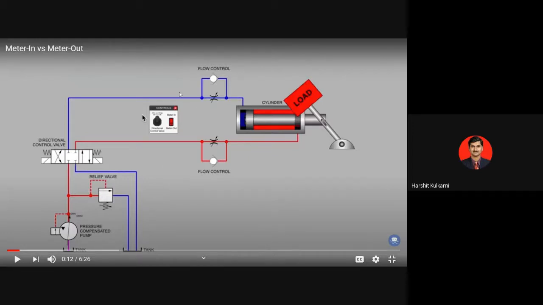We were talking about meter in, which means controlling the flow rate into the cylinder. I will explain the theory. As the oil starts entering here, what will happen? A restriction has been put there by using a needle valve. This is the symbol for a needle valve. A needle valve has a knob, and if you rotate it, it will restrict the flow.